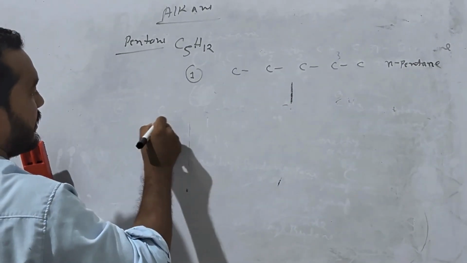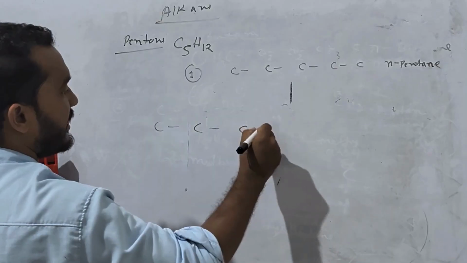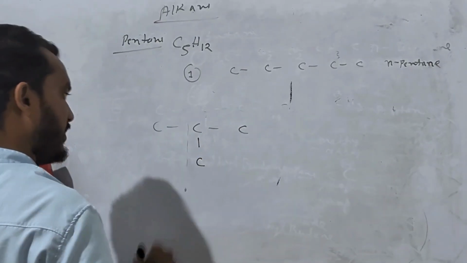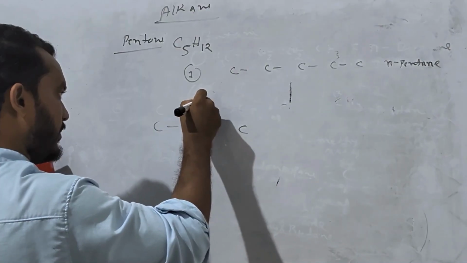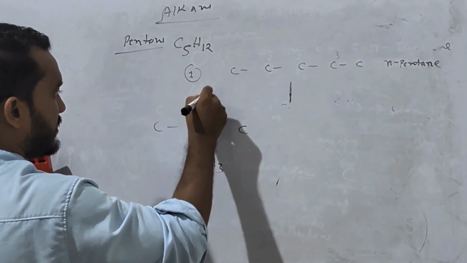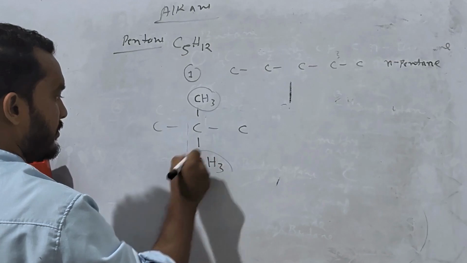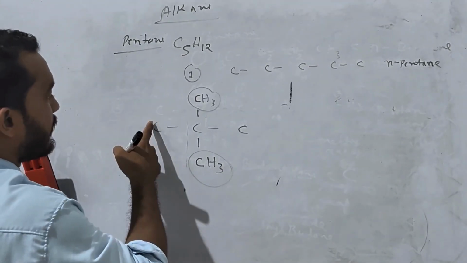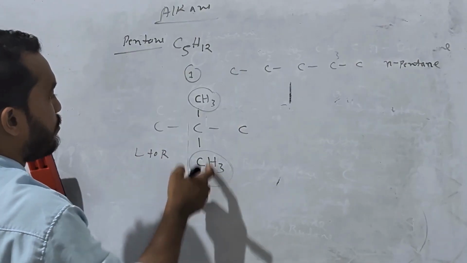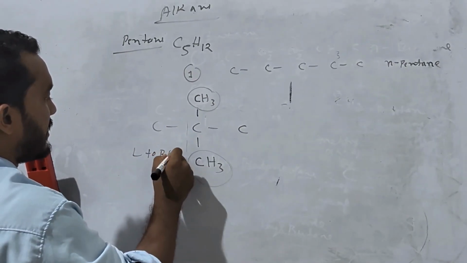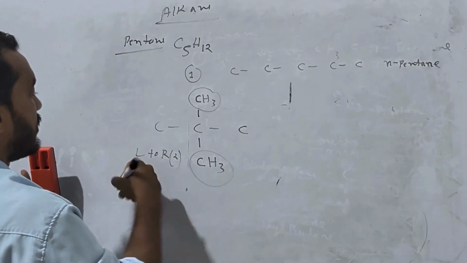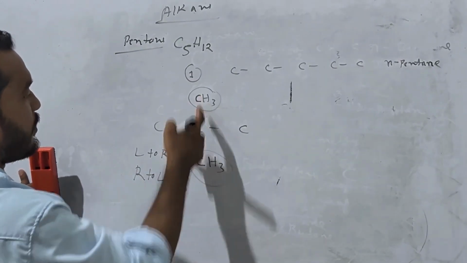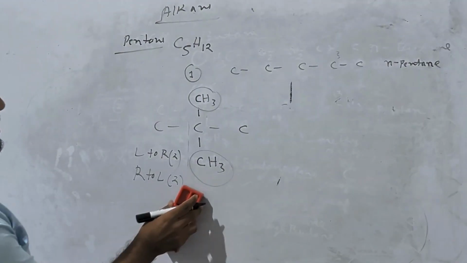Then try next. See, 1, 2, 3. If I add here 1 carbon, this now will be a methyl group. This is the branch, this is the methyl group. Now numbering of carbon: if you go from left to right, both the methyl groups fall under the second position. If I count from right to left, then also both the methyls fall under the second position.